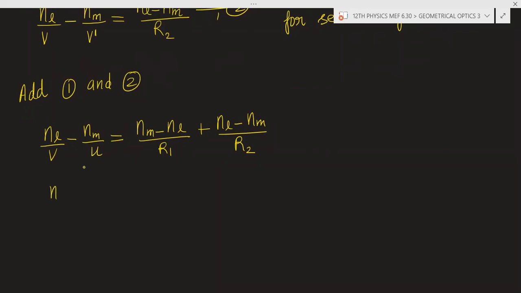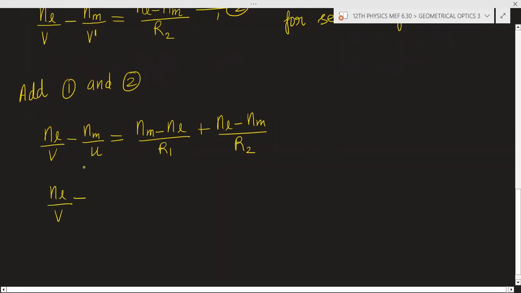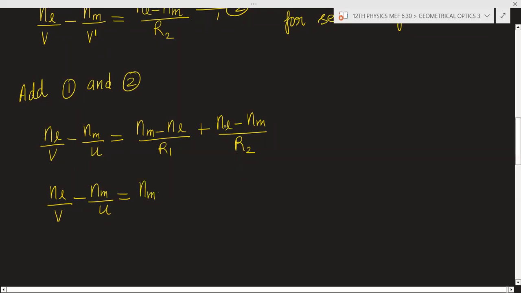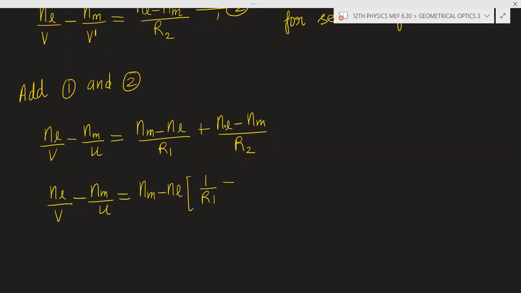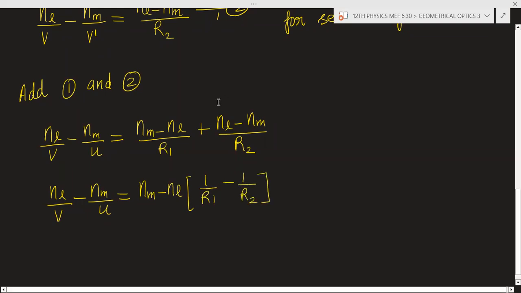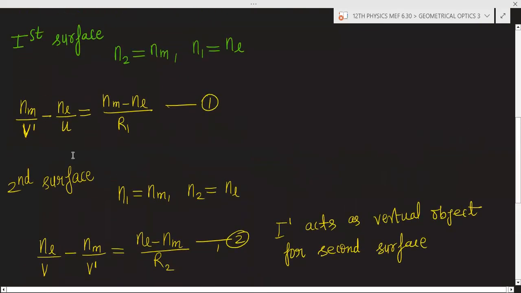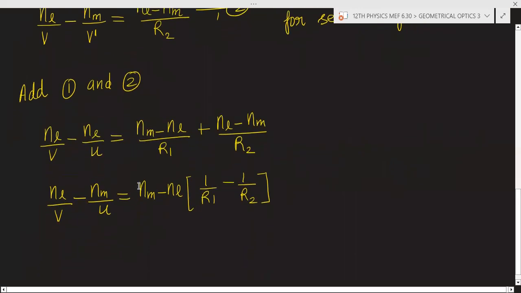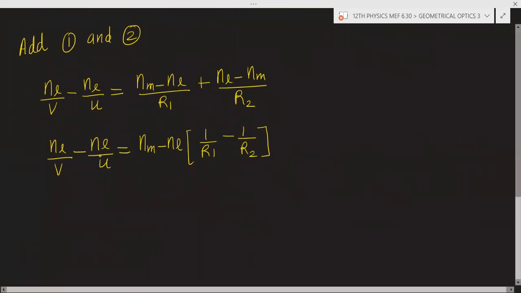Now we will further solve it. You can take nm minus nl common. If you take the minus sign common, it will become (nm minus nl) times (1/r1 minus 1/r2). Actually here it will be nl, not nm. Here also it will be nl. So take out nl common.